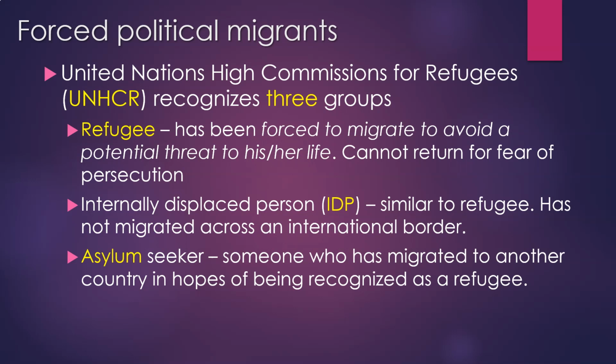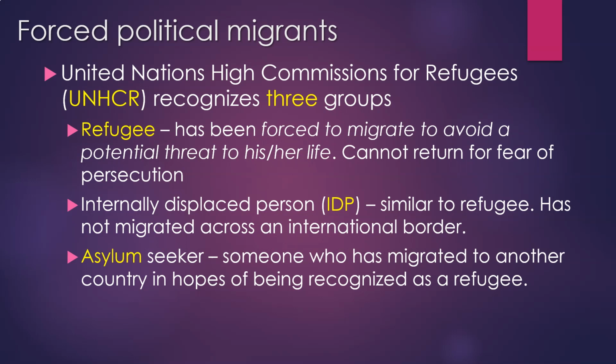Second category, IDPs, or internally displaced persons, very similar to a refugee, but this is someone who's migrated within the border of that country, so one who's not migrated across international borders. Third category is an asylum seeker, so someone who has migrated from one country to another country with the hopes of being recognized as a refugee.